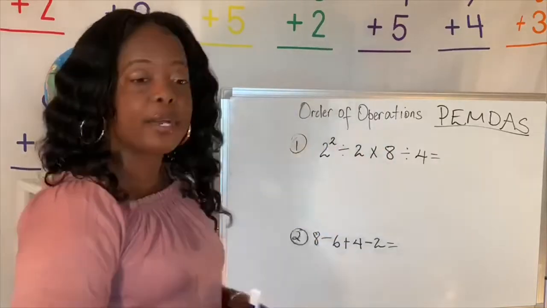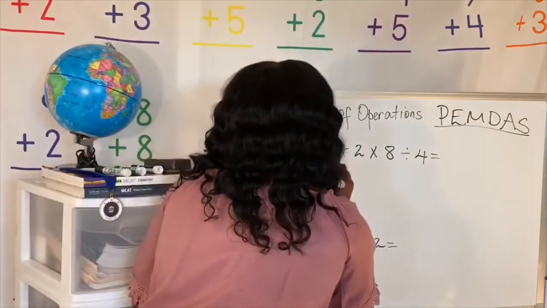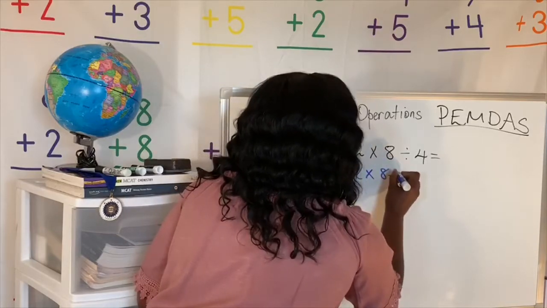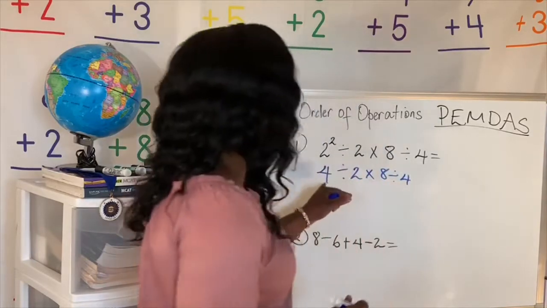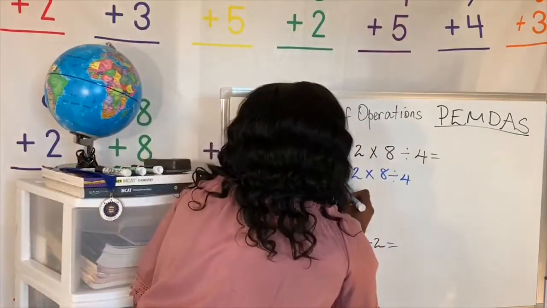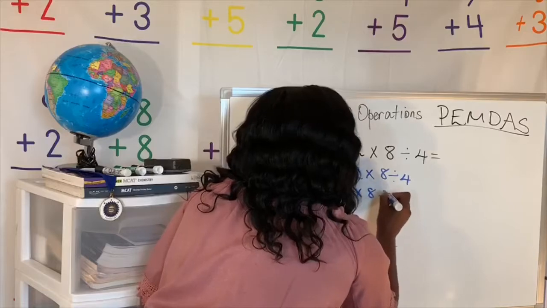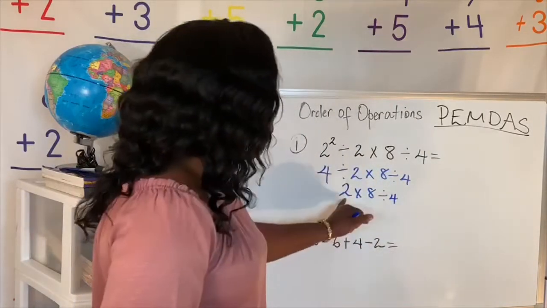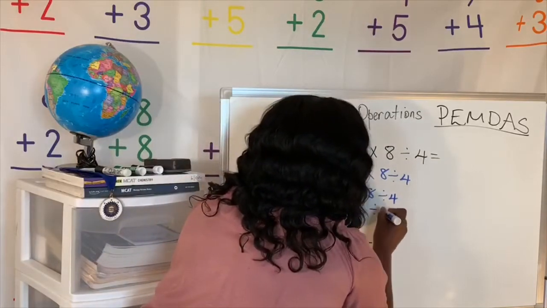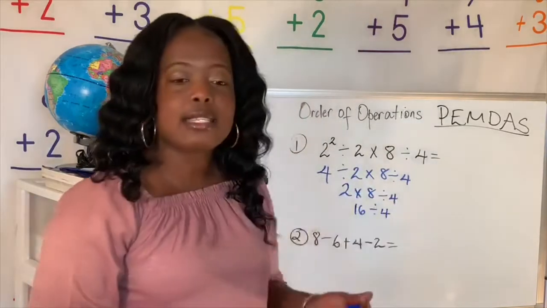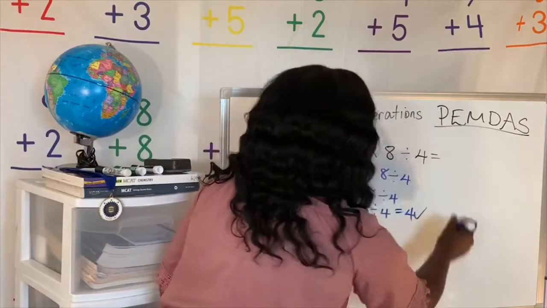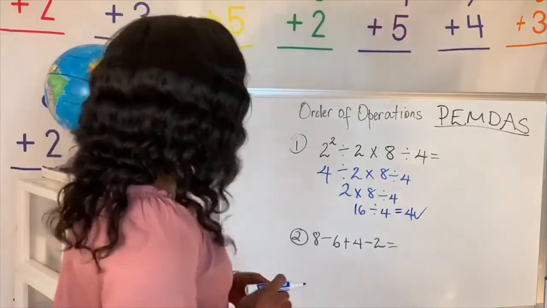So we have 2 squared, 2 times 2 gives us 4, divided by 2 times 8 divided by 4. So we have 4 divided by 2. 4 divided by 2 gives us 2. So we're left with 2 times 8 divided by 4. 2 times 8 is 16. So I'm going to still go ahead and write 16 divided by 4. And we should know that 16 divided by 4 is equal to 4. So this would be our final answer for the problem.